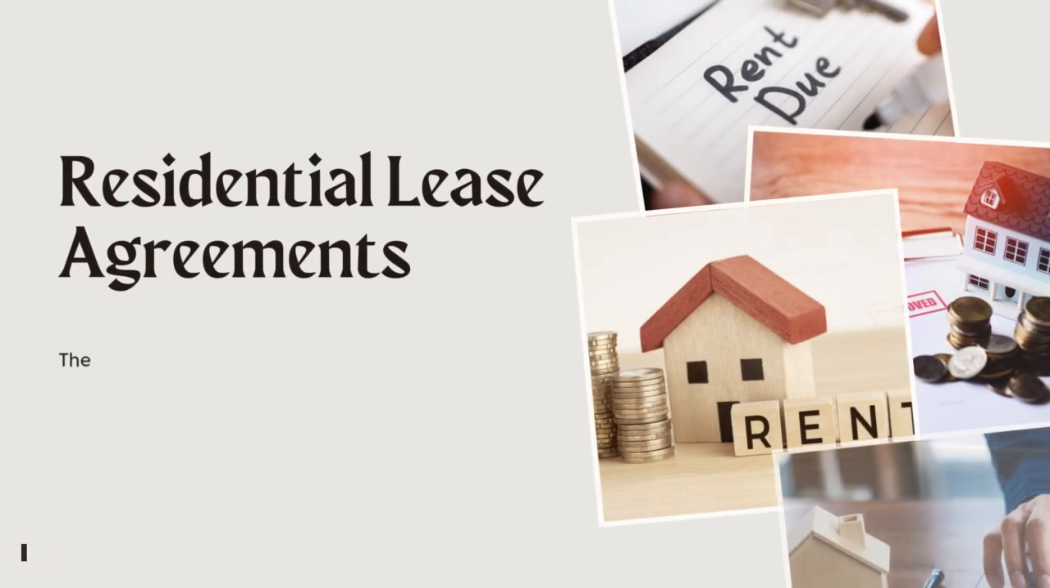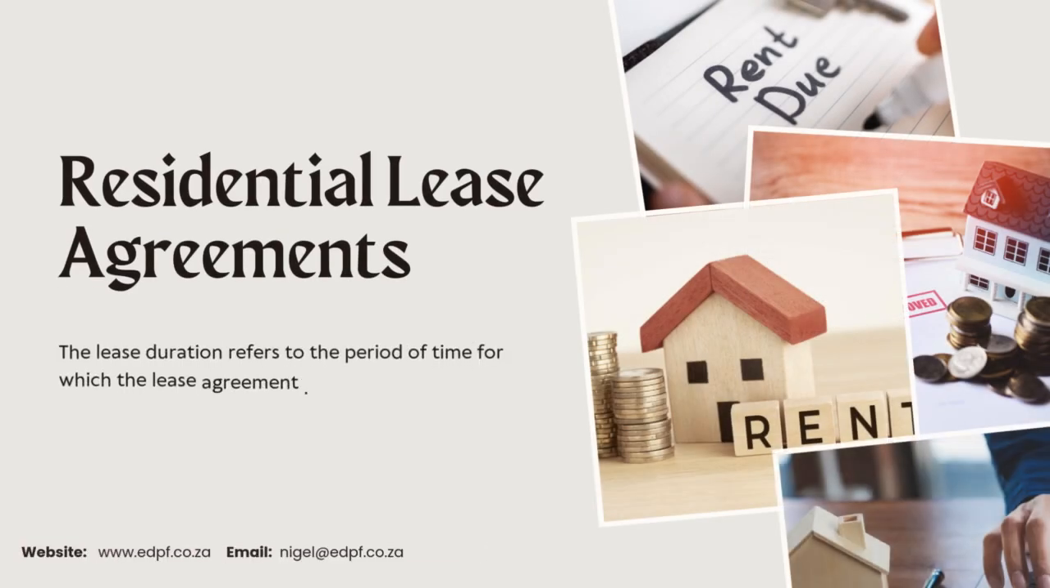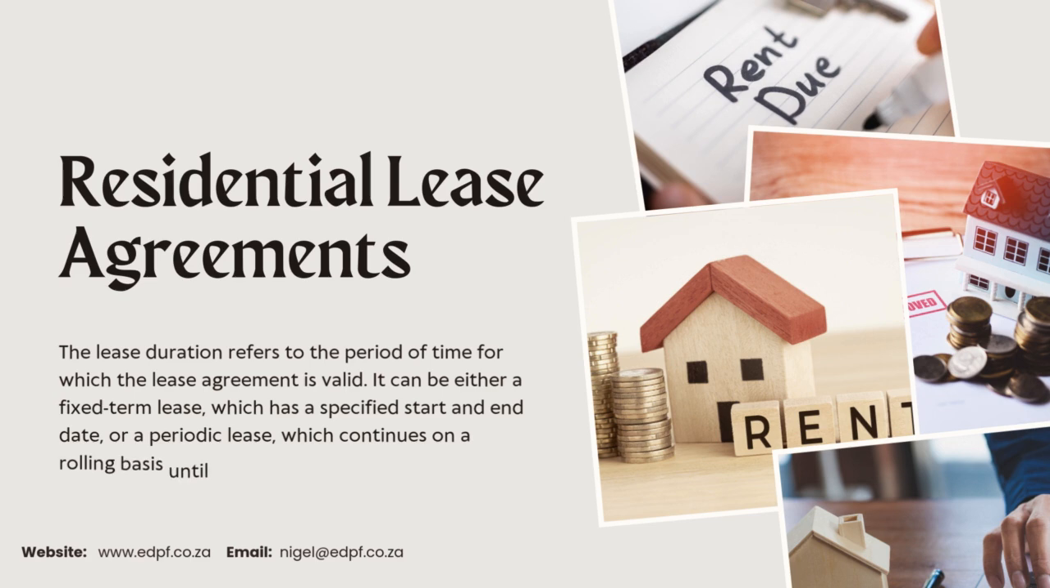The lease duration refers to the period of time for which the lease agreement is valid. It can be either a fixed-term lease, which has a specified start and end date, or a periodic lease, which continues on a rolling basis until either the landlord or tenant gives notice to terminate. For example, a fixed-term lease could be for 6 months, 1 year, or even longer, whereas a periodic lease might continue on a month-to-month basis.